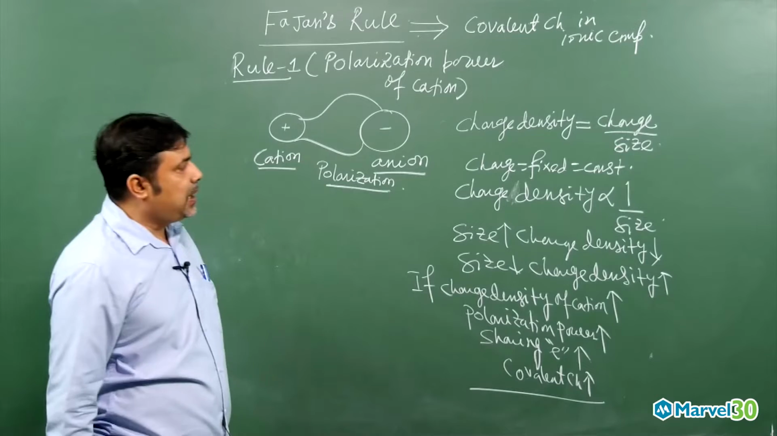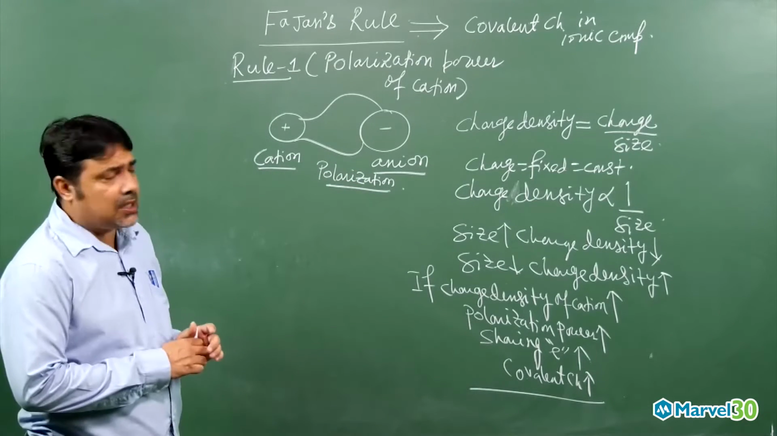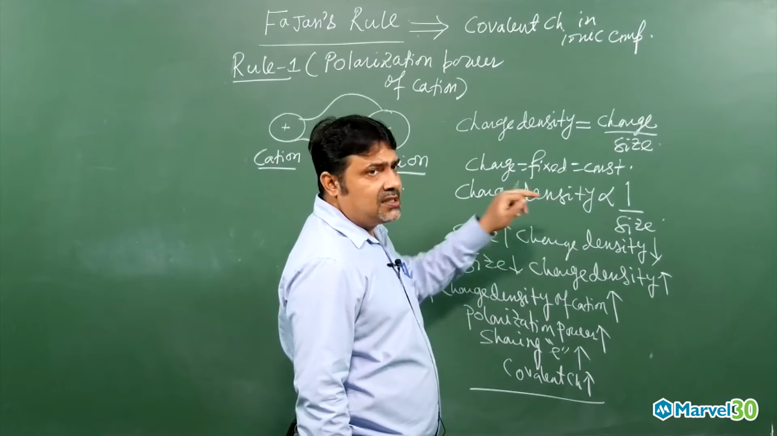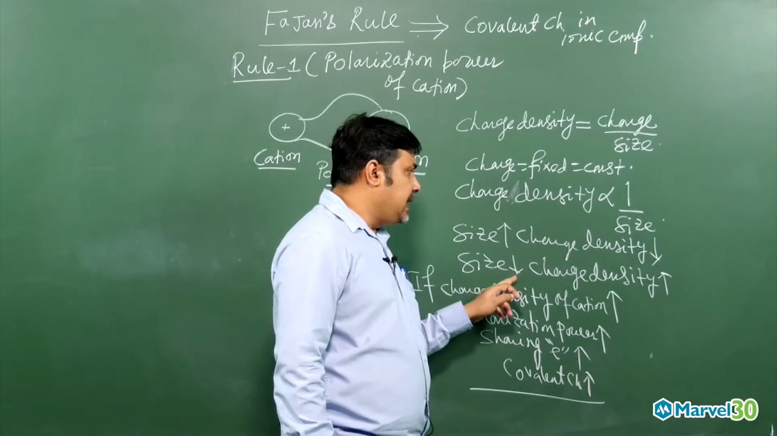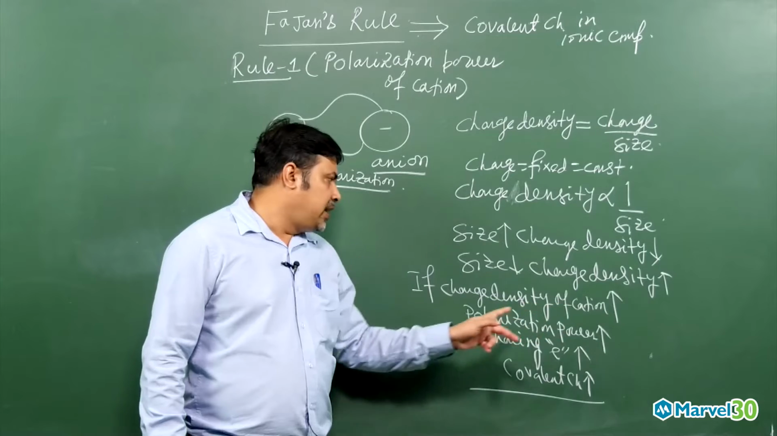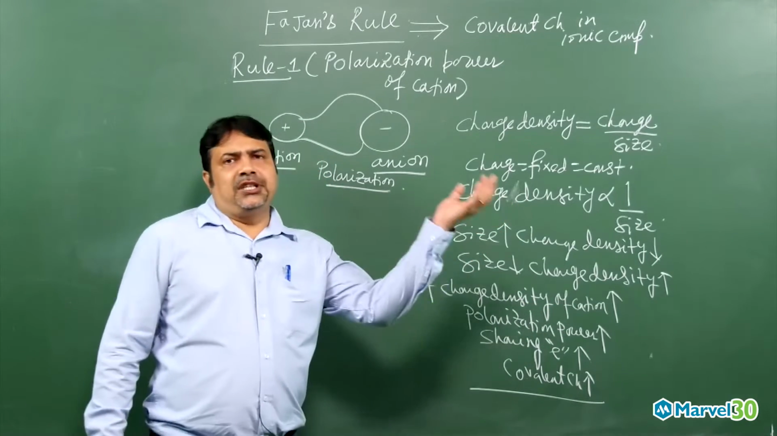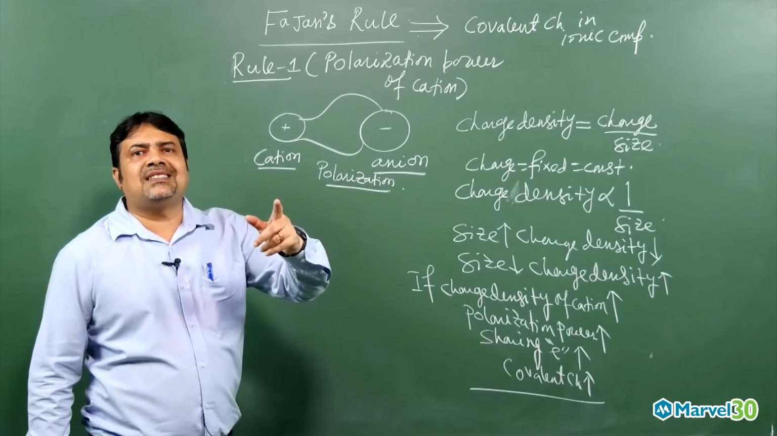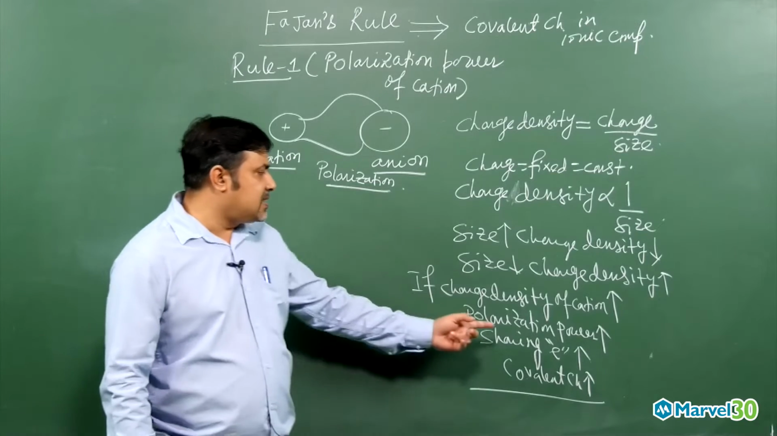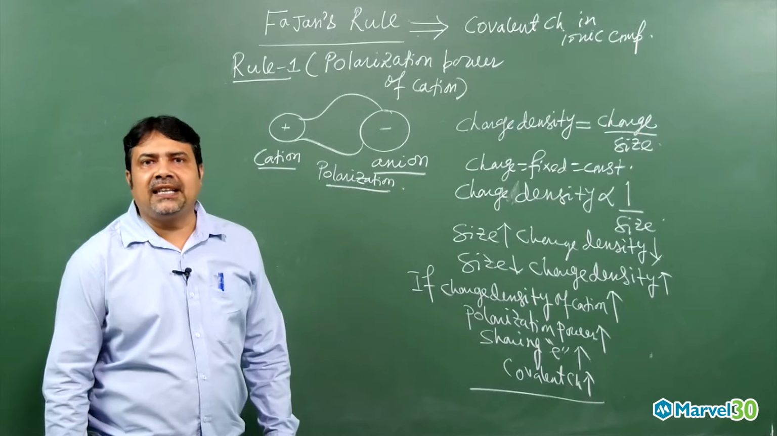What logic I am telling, understand one by one. When the charge is fixed or constant, charge density is inversely proportional to size. When the size is more, charge density will be less. When the size is less, charge density will be more. So if the charge density of the cation is more, then its polarization power will be more. It will take the electron density from the anion towards itself. Then the sharing of electrons between the cation and anion will be more. As the sharing increases, covalent character will increase, because a covalent bond is formed by sharing of electrons.